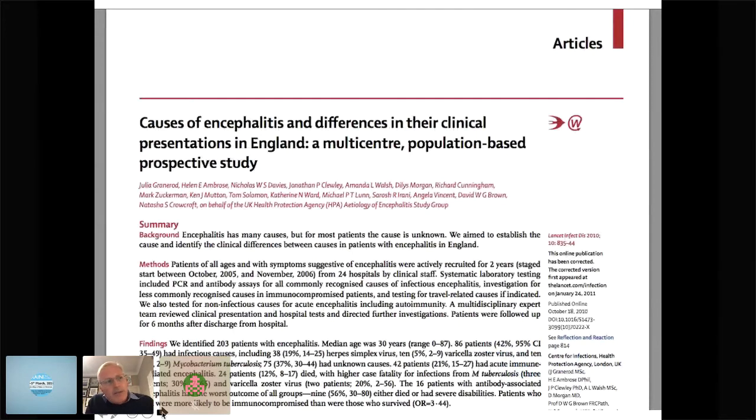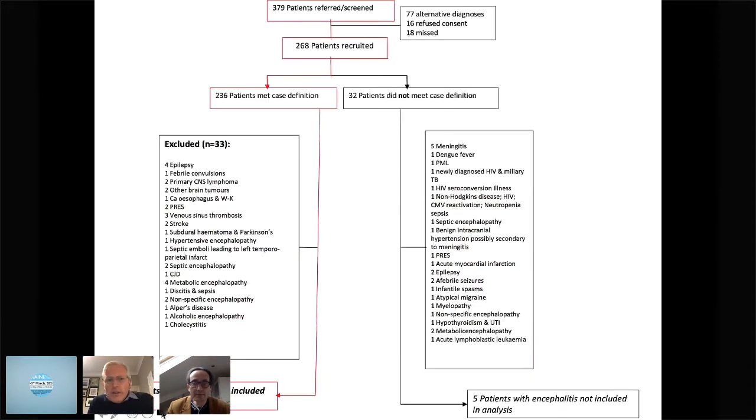This is a paper referring to a study performed about 15 years ago in the UK. There have been similar studies subsequently, and hopefully we'll have some more UK data published perhaps this year. But this study looked prospectively in England at 3 areas, looking for patients presenting with an acute encephalitic illness. They had to be HIV negative in this study, and it involved adults and children. So what did they find?